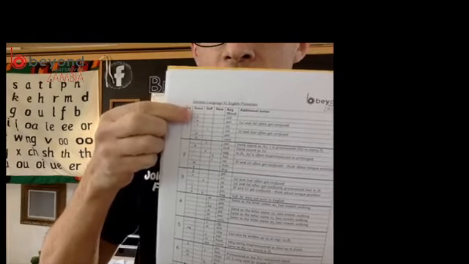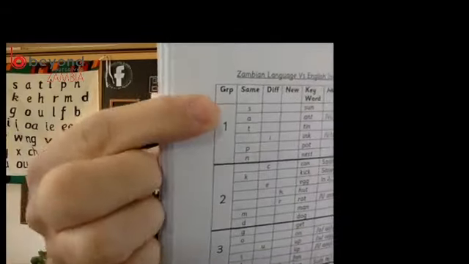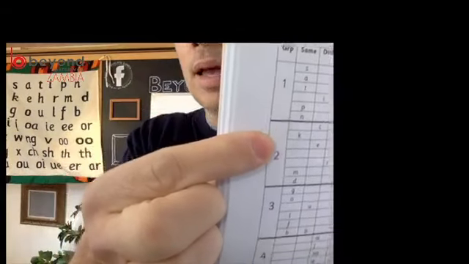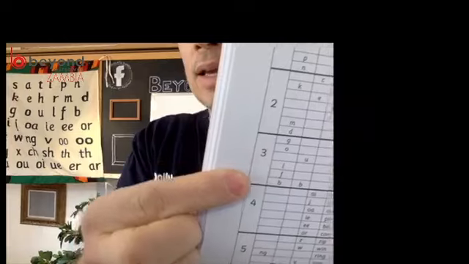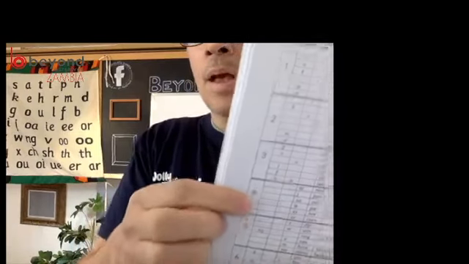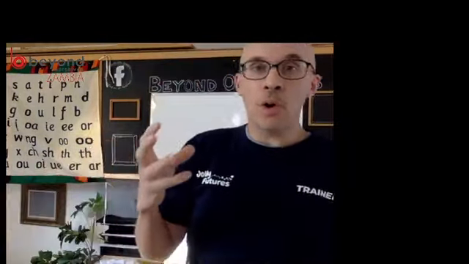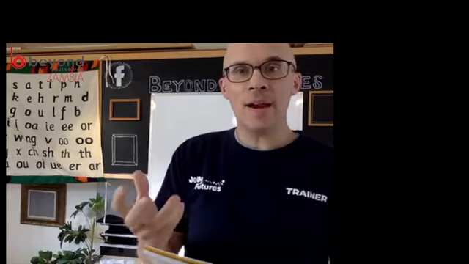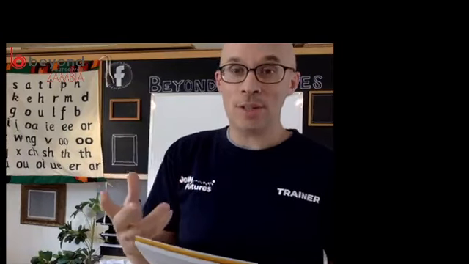This page is Zambian language versus English phonemes. These are the sounds of English and Zambian language and how they compare to one another. Because what you'll find is that in this column here, and you won't be able to see it clearly, perhaps, let me try and get it closer. This column here, these are the sounds that are the same in Zambian language and in English. Those are the sounds that your learners will already have familiarity with, and they should find it easy to pronounce those sounds.